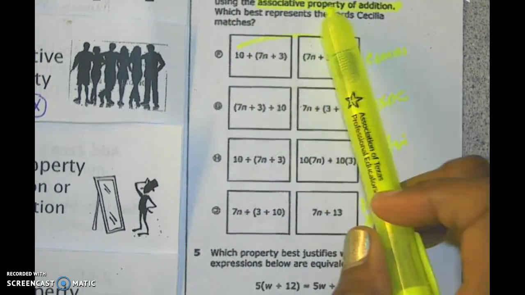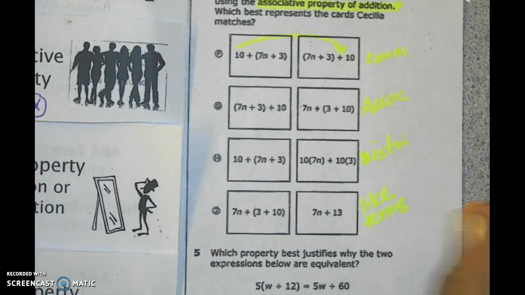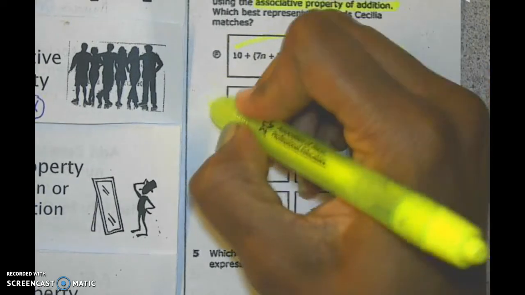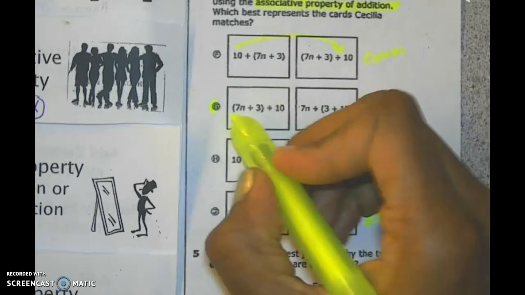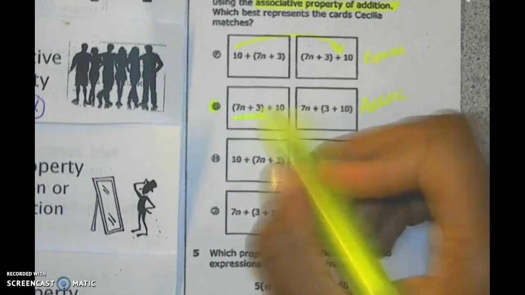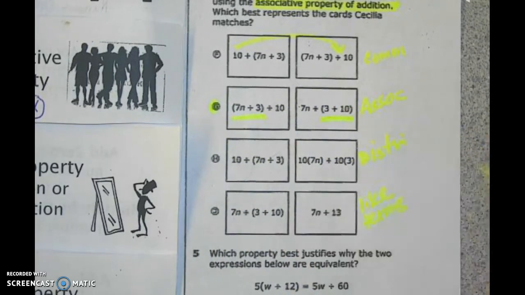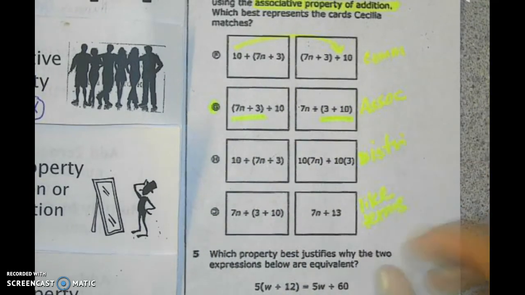So associative property says the grouping is going to change. So if we look at which one where the grouping changed, it would be G. Here, 7n is with 3, and here, 3 switches and is with 10. So the grouping changes. That is G.